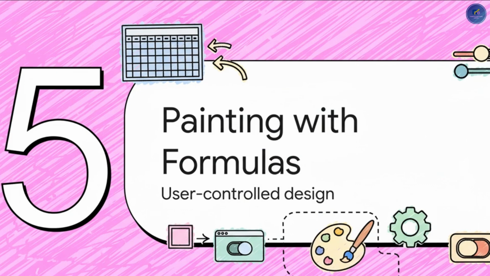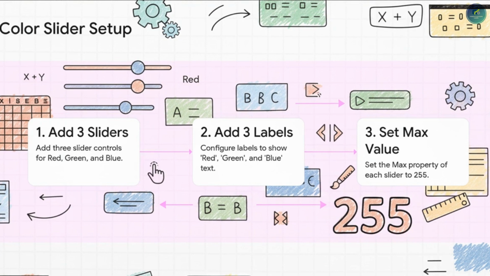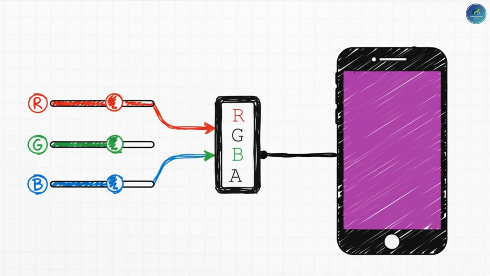Let's take that a giant step further and actually give the user direct control over how the app looks. It's time to start painting with formulas. So the setup here is super quick. We're just going to add 3 slider controls to our screen, one for red, one for green, and one for blue. Then we just set the max value for each slider to 255, which is the top of the scale for digital colors. And now for the magic formula.